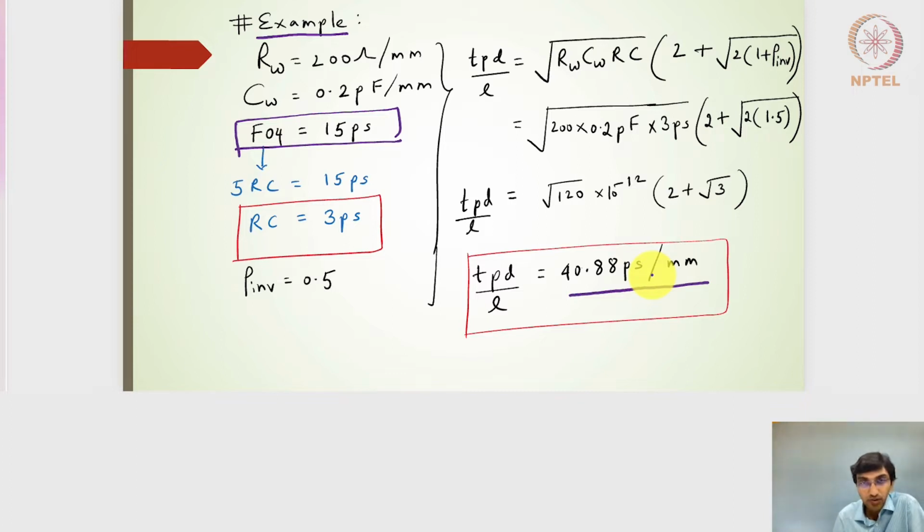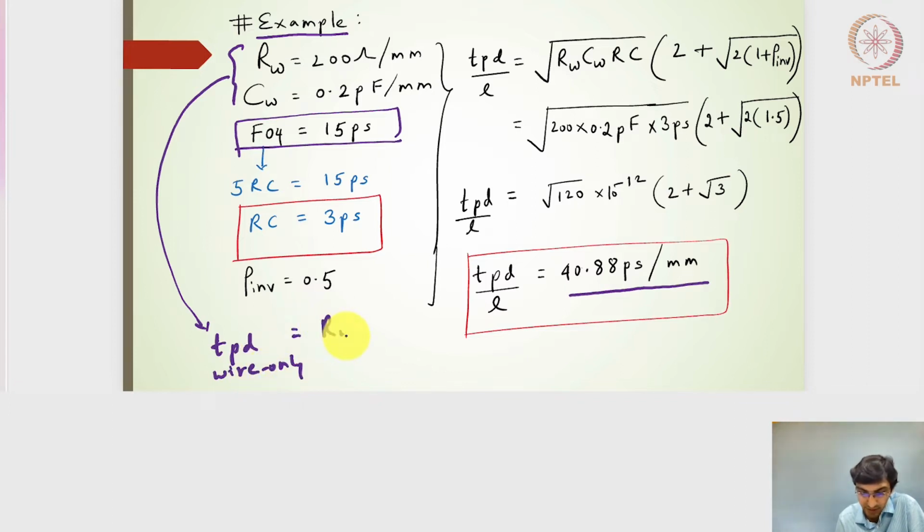Now, if I want to find out the delay of the wire without any repeaters, without any segments, I shall be using these two parameters because that is the characteristics of the wire itself. So the TPD for the wire with no repeaters, for the wire only, will be nothing but RW, CW. And these are per unit length parameters, so I'll have to multiply by L square.